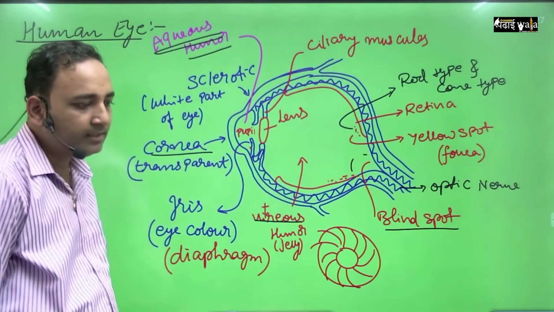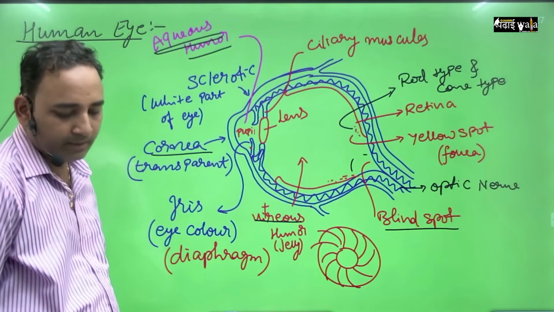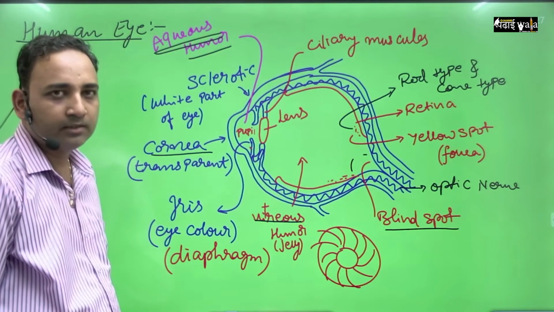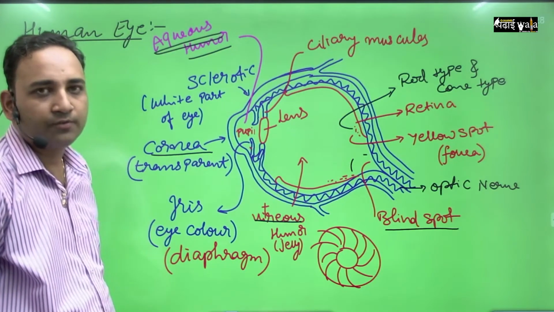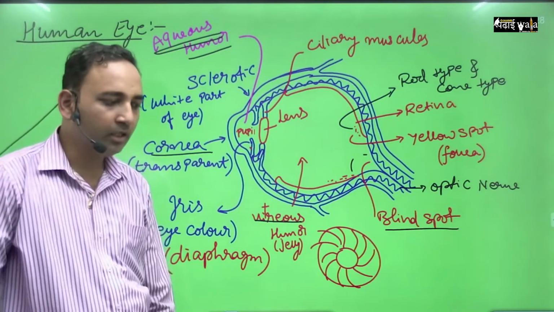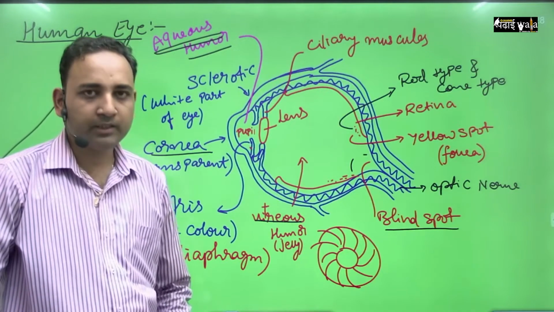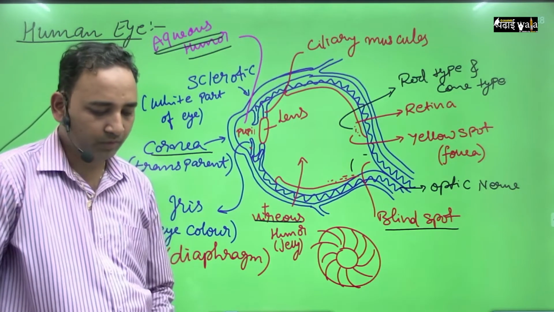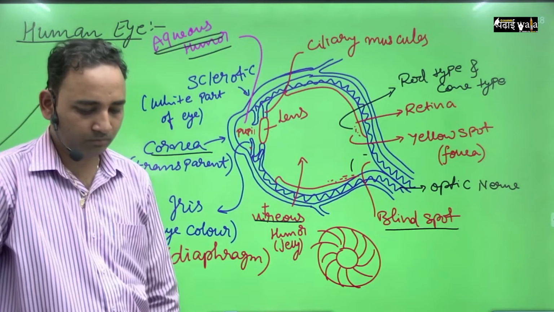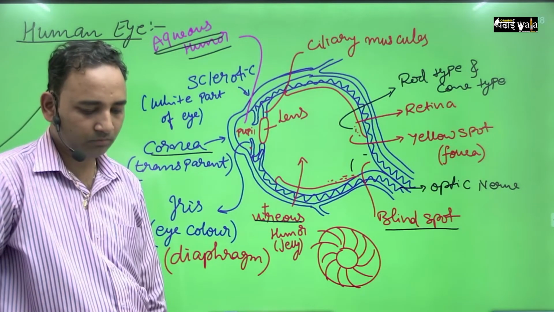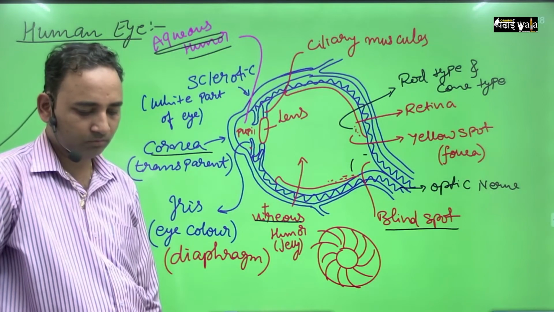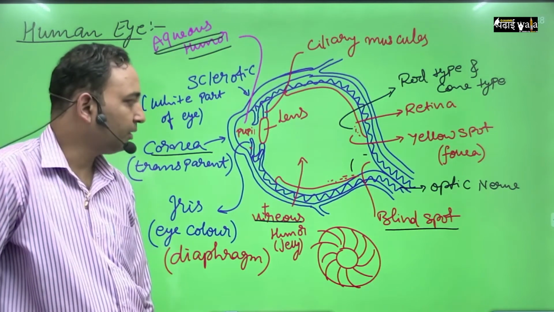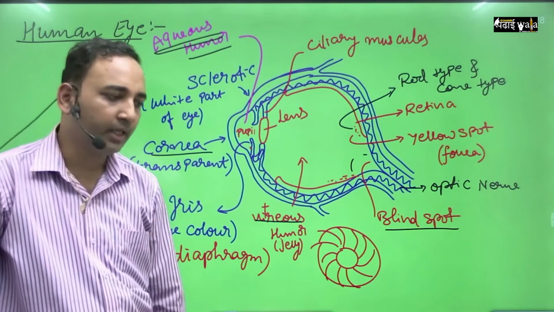The space between the eye lens and the retina is filled with another liquid called vitreous humor.